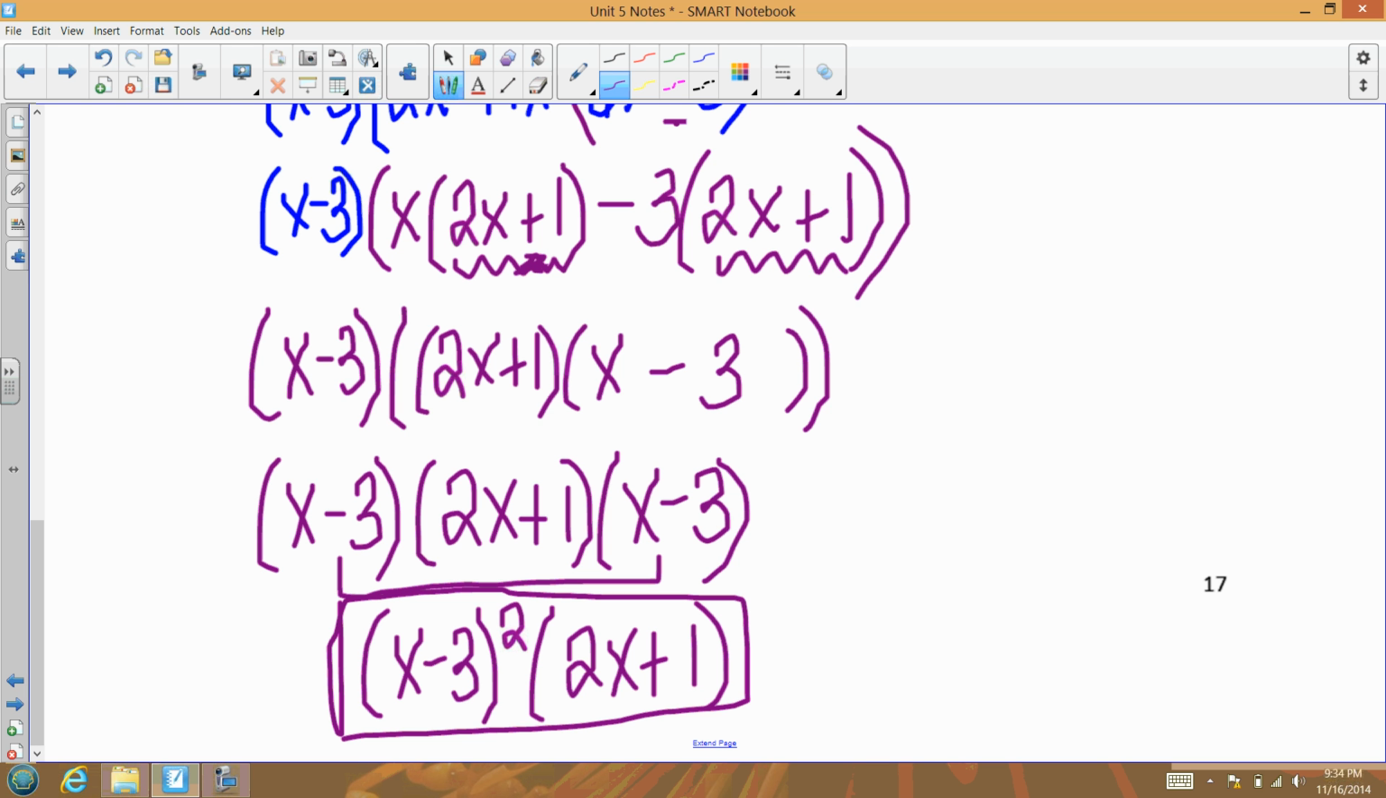So that's it for trinomial factoring. And just keep in mind, factoring by grouping can work whenever you have a leading coefficient not equal to 1. If you have a leading coefficient equal to 1, you just go right into your two binomial factors.